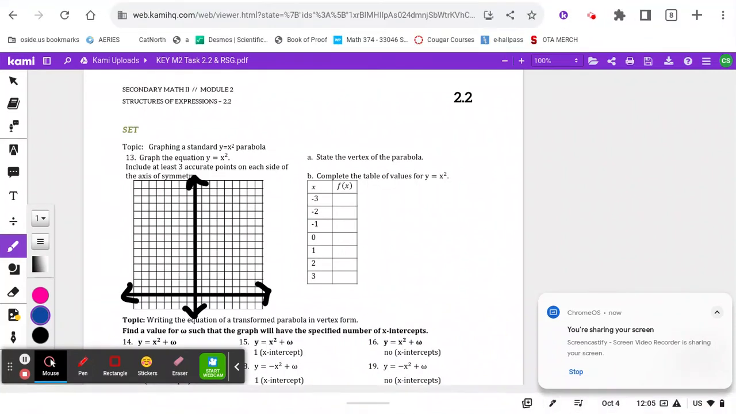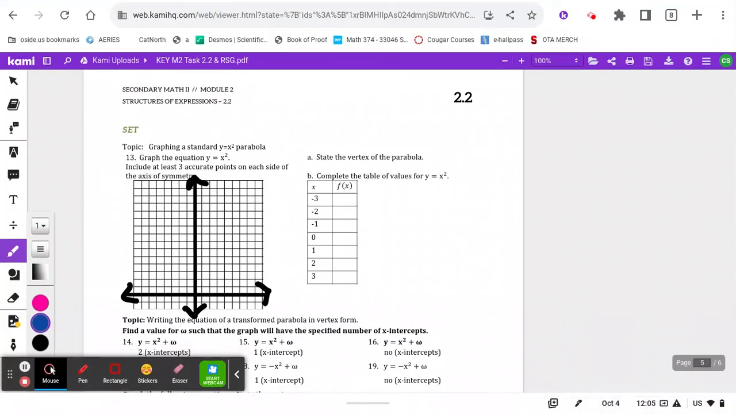Today we're going to be working on the Mathematics Vision Project, Module 2, the 2.2 set. And so here we go. It says to graph a standard y equals x squared parabola, which is our parent function of a parabola. So we're going to go ahead and take the y equals x squared and use all of these inputs.